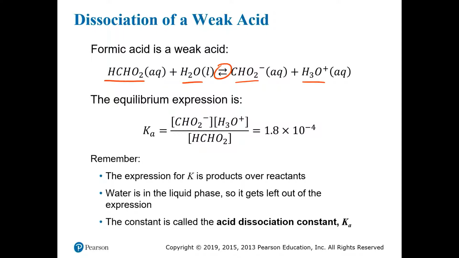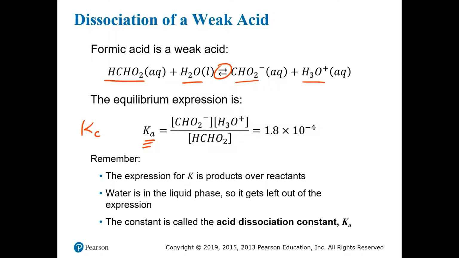Just like for any equilibrium reaction, we can write an equilibrium constant. In the previous chapter, we called these constants Kc. Now, since we're dealing specifically with acid equilibrium, we call them Ka. Other than that, there's no real difference between the K value here and the equilibrium K in the previous chapter.